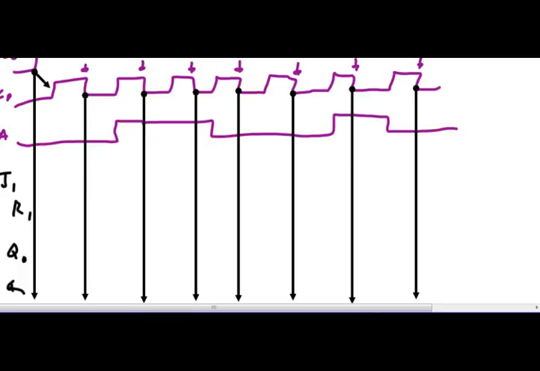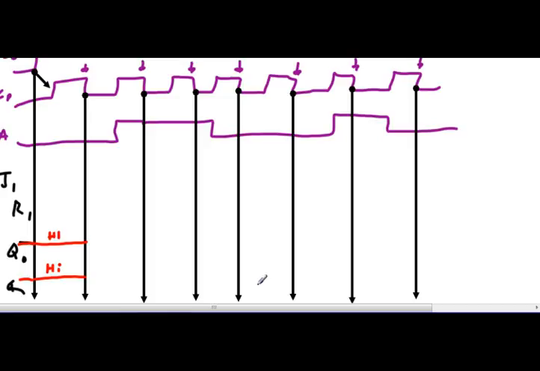Because the set is happening, Q0 and Q1 are both going to be high. We'll go with red for them. Okay, and the next thing that can happen, they have to stay high until the clock pulse happens. Then something could happen. Now, Q1 and Q2, K1, K2.